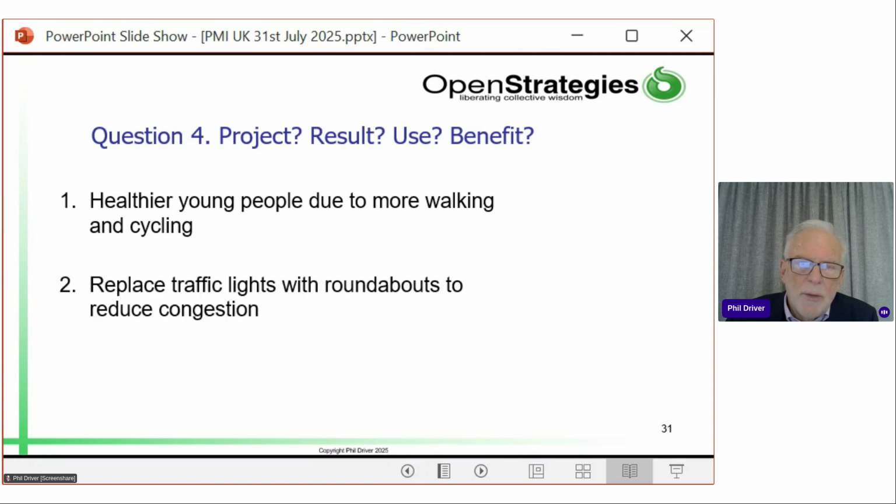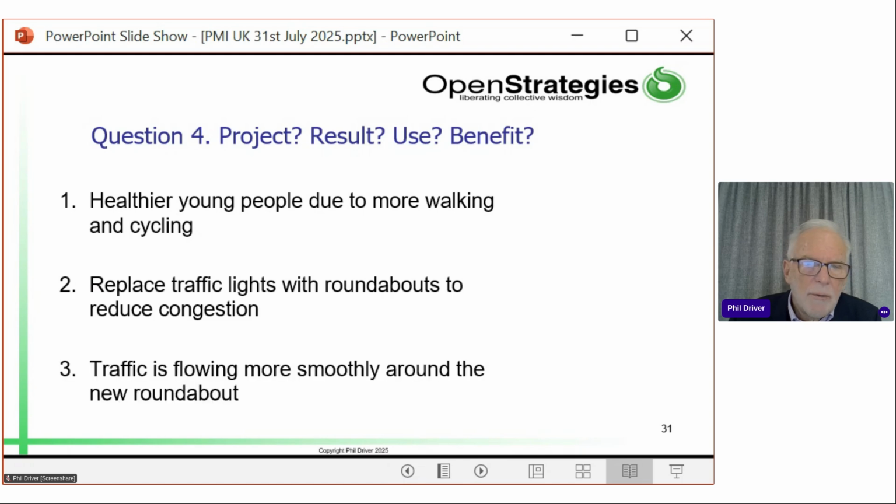The second one: replace traffic lights with roundabouts to reduce congestion. So that's creating an asset, it's creating a roundabout. So that sentence is describing a project. The project replaced traffic lights. It's going to achieve less congestion, but the key thing is the project is replacing traffic lights. What about this one? Traffic's flowing smoothly around the new roundabout.